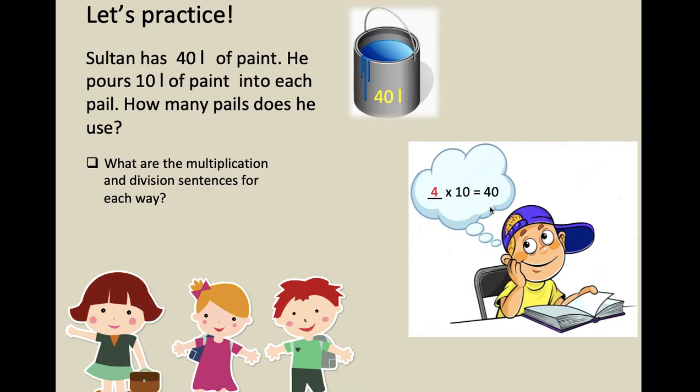Well done. And now we will write this in the form of a multiplication sentence. He had 4 pails and he put 10 liters of paint in each pail. In that case, he is adding 10, 10, 10, 10. Whenever there is addition involved, we use a multiplication sentence. That is 4 times 10 equals 40. Well done.